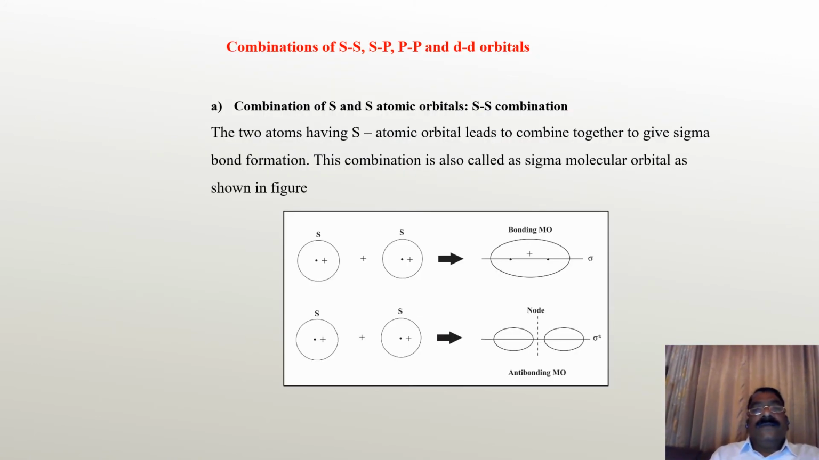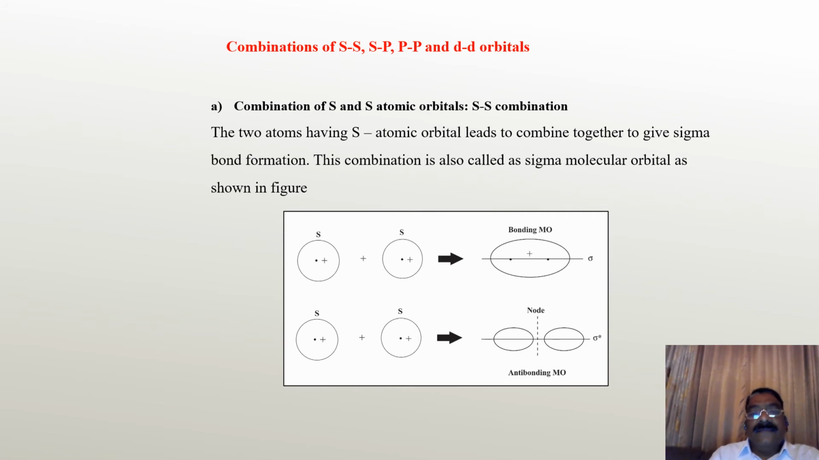Now we are going to see the different combinations of atomic orbitals for the formation of the sigma and pi bonds. There are the SS combination, SP combination, PP combination, PD combination, and DD combination. First we are going to see the combination of S orbital with S orbital, which is called the SS combination. Two atoms having S atomic orbitals combine together to give sigma bond formation. This combination is also called sigma molecular orbital.